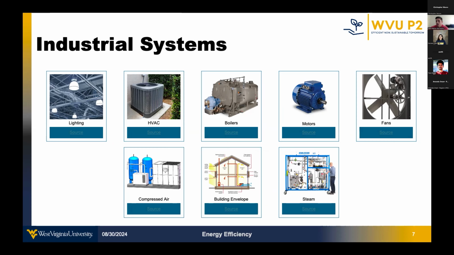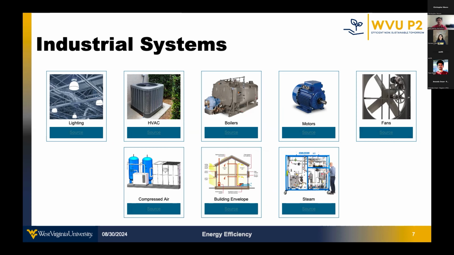Motors are often referred to as the workhorses of the industry. They drive a wide range of equipment and processes. Their efficiency is vital for maintaining operational effectiveness and reducing energy use. Fans are used in ventilation, cooling, and various industrial processes. Fans play a crucial role in managing airflow as well. Compressed air is a common utility in many industries. It's used for powering tools, equipment, and processes.